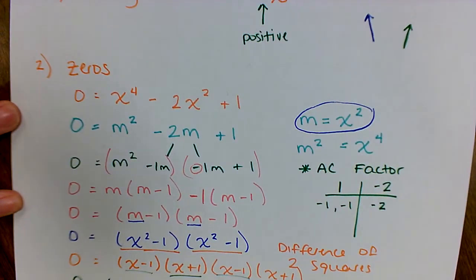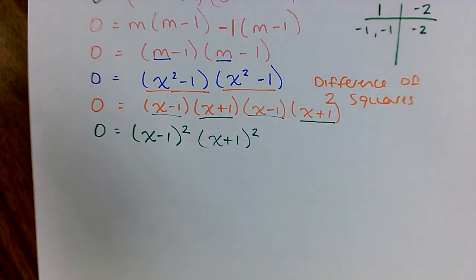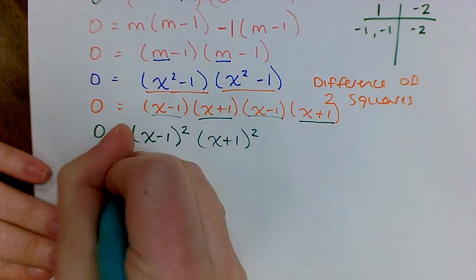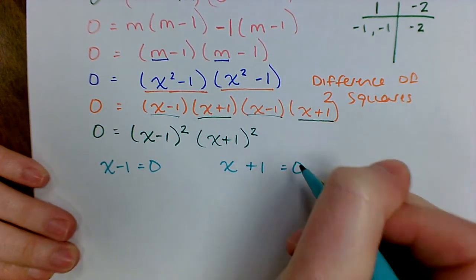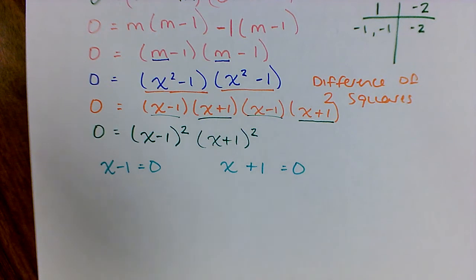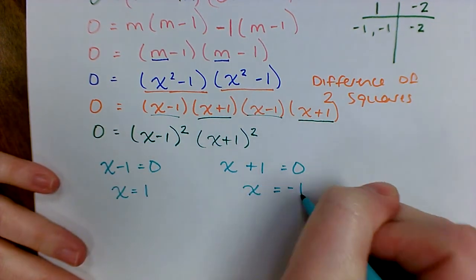Go back and what did we write at the top? Zeros. We're finding our zeros, okay? So to find our zeros, we next set each factor equal to 0. So that's x minus 1 equal to 0 and x plus 1 equal to 0. Solve these, we get x equals 1 and x equals negative 1.